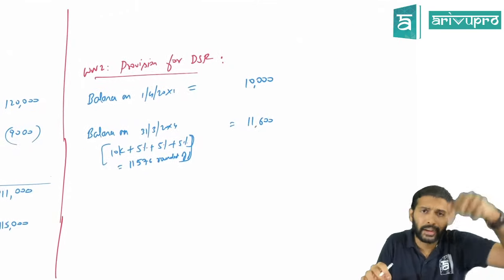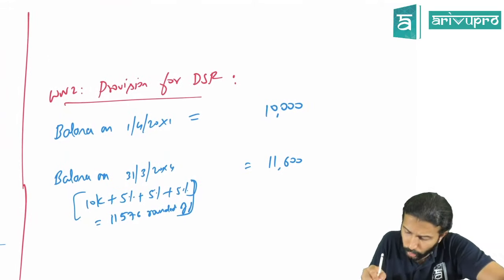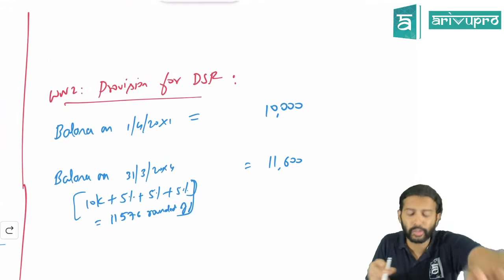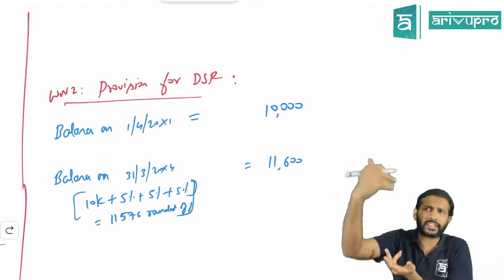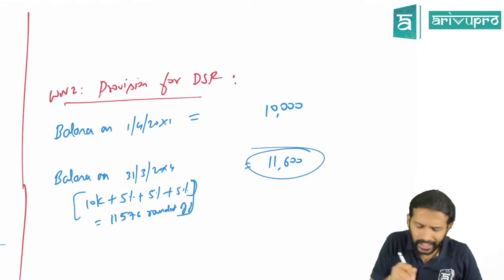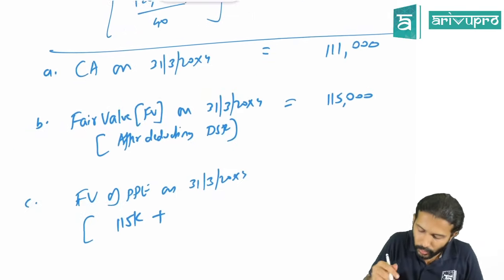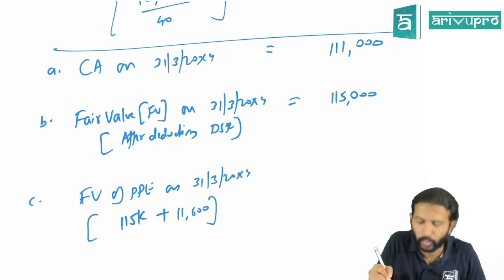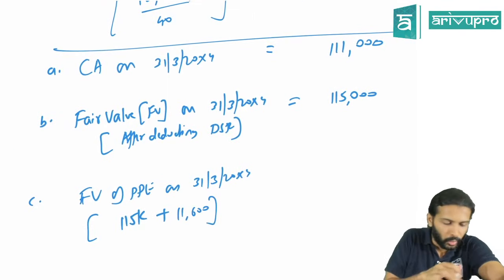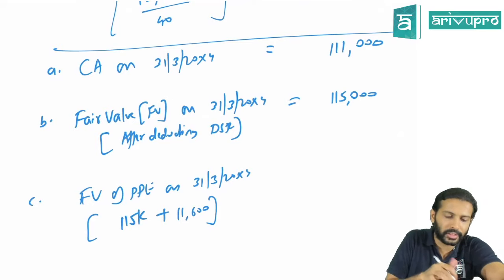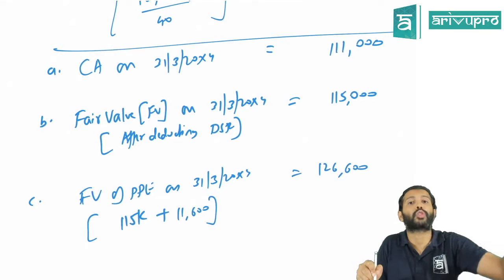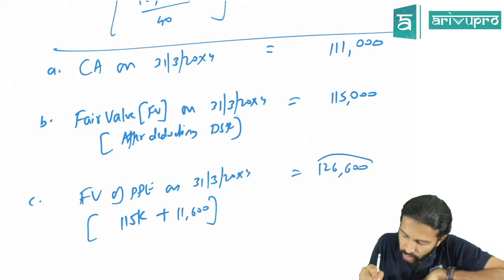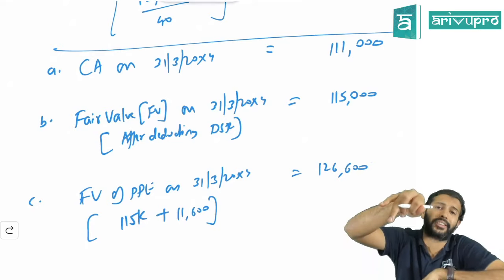The liability value on 31st March 20x4, don't ignore this, sir. On 31st March 20x4, the liability value is 11,600. That is taken away from the buyer. If you take this away from the buyer, the asset value will not be 1,15,000. It will be 1,15,000 plus 11,600, that is 1,26,600. So actually the fair value of the asset is 1,26,600.